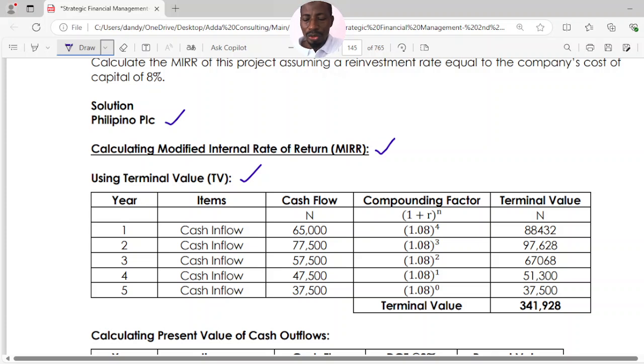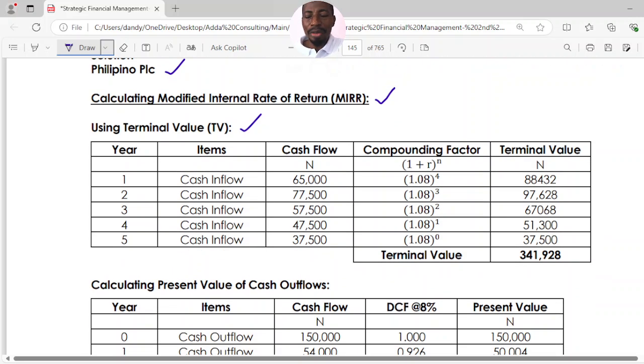Just go ahead. So like I told you, when you want to calculate terminal value, it's as if you are calculating normal present value. However, when you are calculating present value, you are supposed to discount the future cash flows. But in this case, you are compounding it, you are increasing it, you are inflating it. So that's what we want to do. The positive cash flow for year 1 is 65,000, year 2 is 77,500, year 3 is 57,500, year 4 is 47,500, year 5 is 37,500.